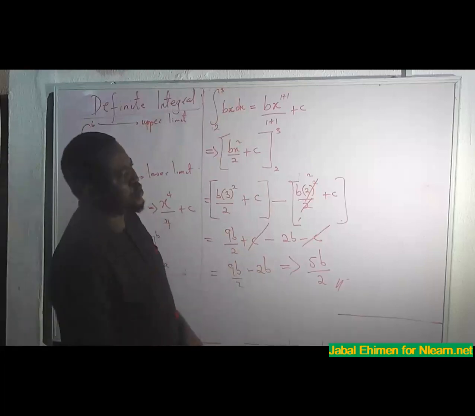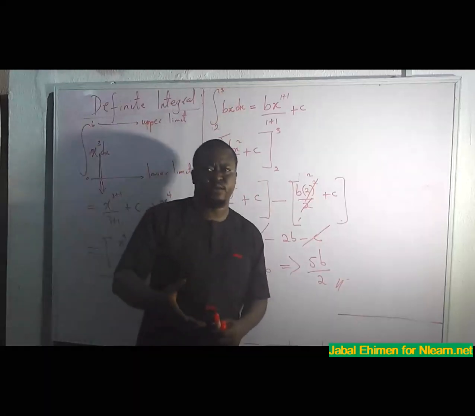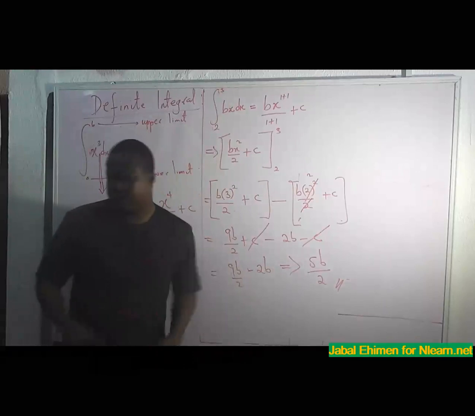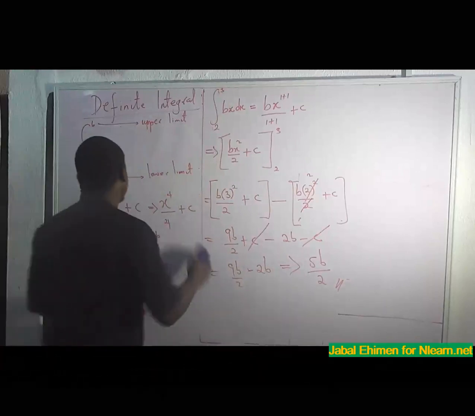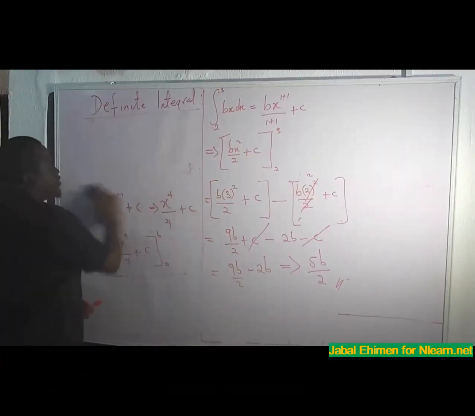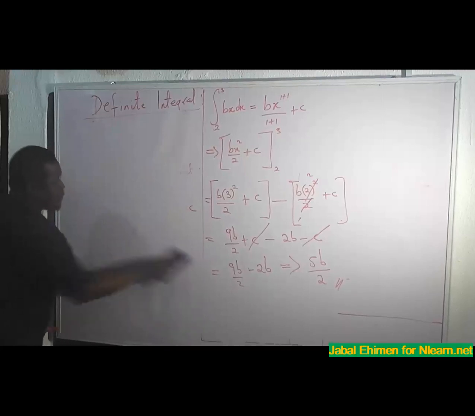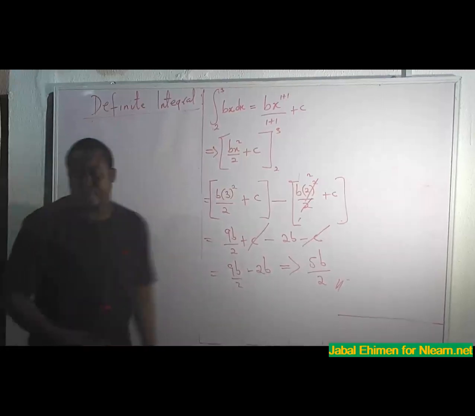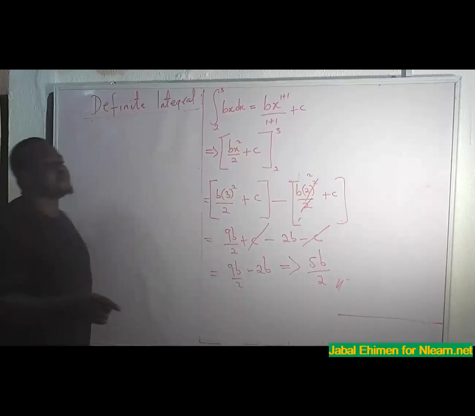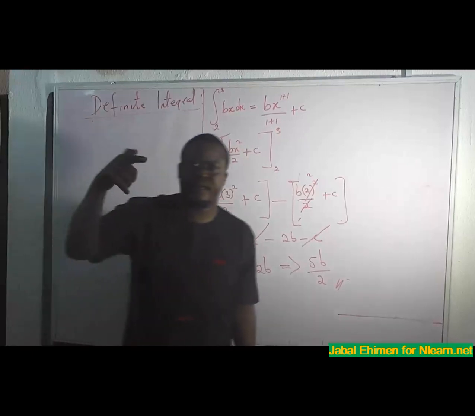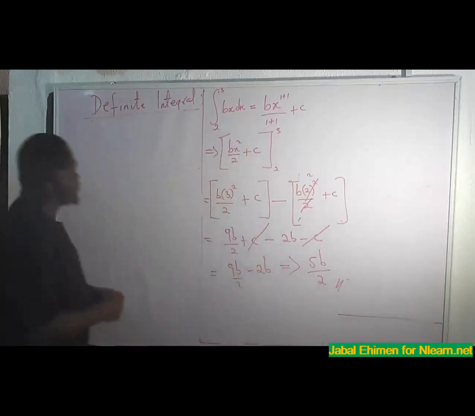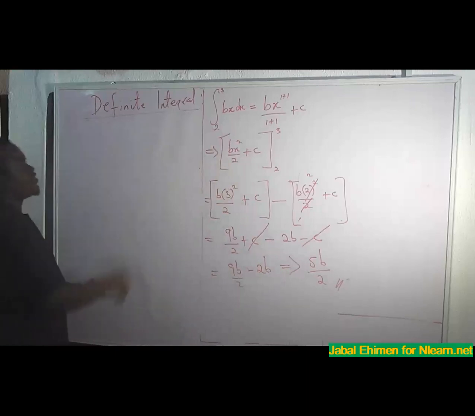But I'm still going to take another question that will be direct value. So let's try something of this nature. You must understand that the upper limit is the one at the top and the lower limit is the one down. Always remember, the upper limit will be greater than the lower limit. Good.